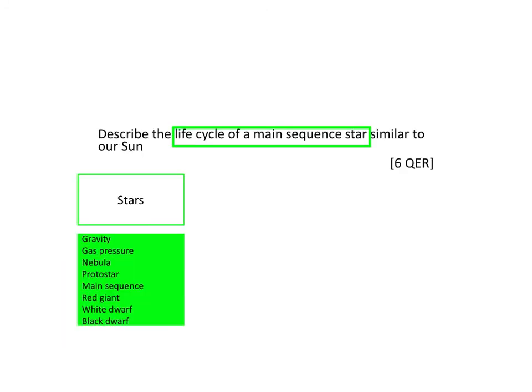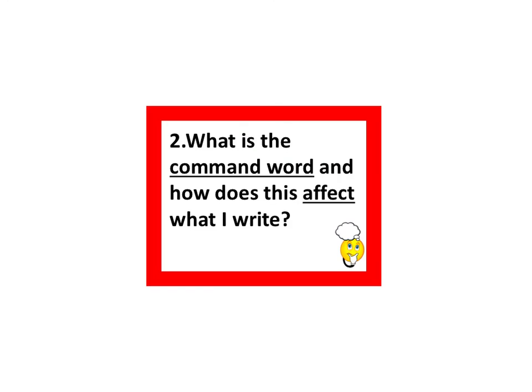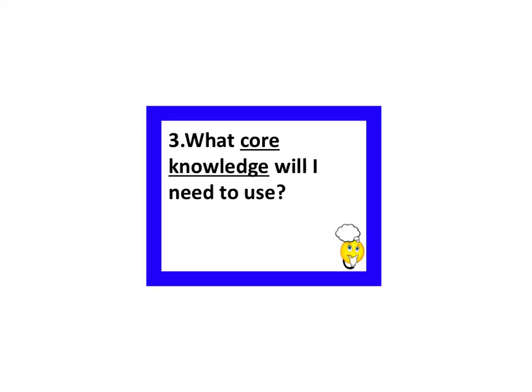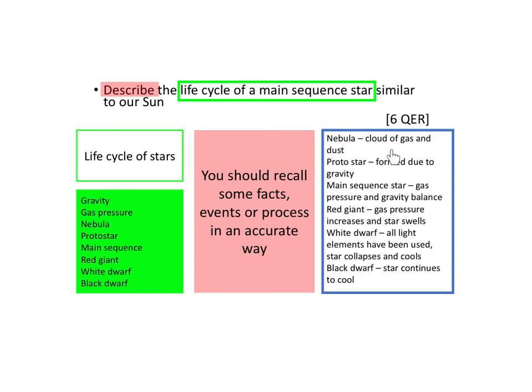What's the topic asking about? It's asking you about stars. Our keywords: gravity, gas pressure, nebula, protostar, main sequence, red giant, white dwarf, black dwarf, sorry, not black hole. It's not a black hole because it's similar to our sun. It's not much larger than our sun. So it's a black dwarf, not a black hole. What's the command word? It's describe. So we've just got to say what happens in order, basically. We need to be as accurate as possible. Next, what's your knowledge? Well, we've got all of this in our flow diagram. So if you haven't completed your flow diagram, that's pretty much going to complete it.